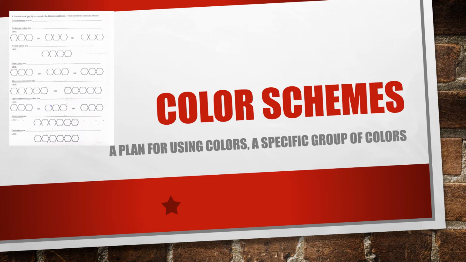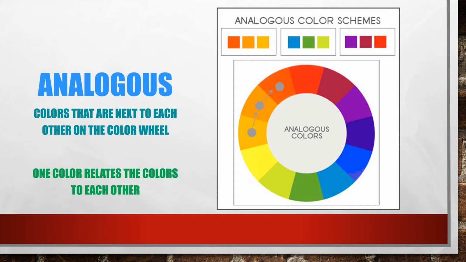You now need to turn your paper over to complete the back side. Make sure that you write down the definition of color schemes on that very first line. Analogous colors are colors that are next to each other on the color wheel. Analogous colors also have a color which relates the colors to each other, which is why it creates such harmonious pictures.